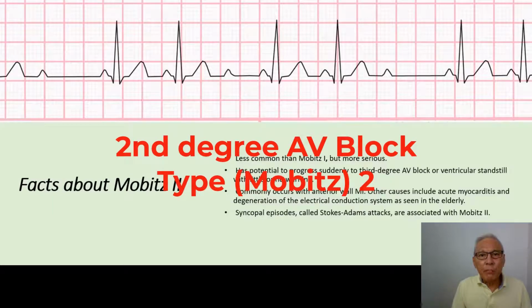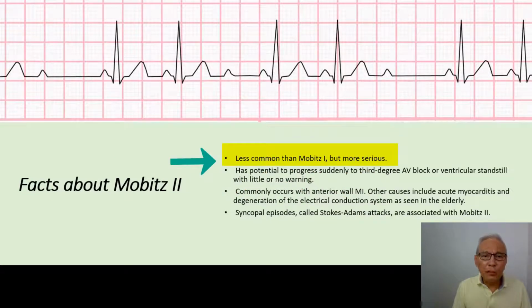The next type of AV block is second-degree AV block Mobitz or type 2. This is a less common AV block compared to Mobitz 1. However, it is much more serious. As you could see, the reason it's much more serious is that there are more P waves that are not conducted to the ventricles, leading to a potential decrease in cardiac output.